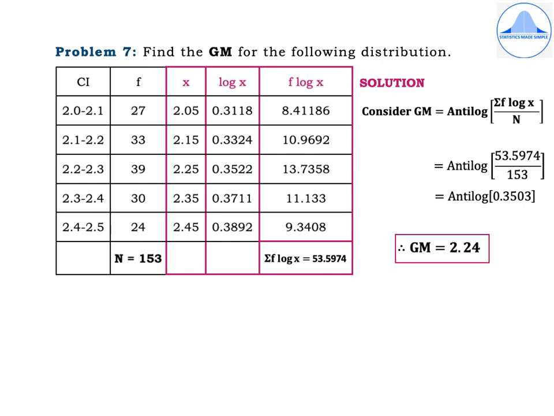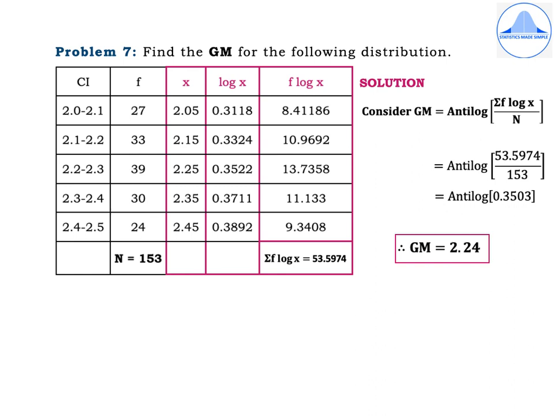Problem 7. Find the geometric mean for the following distribution. The class intervals are 2.0 to 2.1, 2.1 to 2.2, 2.2 to 2.3, 2.3 to 2.4, and 2.4 to 2.5. The frequencies are 27, 33, 39, 30, 24. Let's calculate capital N, which is equal to 153. Now, since the class intervals are given, we need to find out the midpoints, which are denoted by x, then form the columns log x and f log x. So totally you need to form 3 columns as I've indicated in pink color.